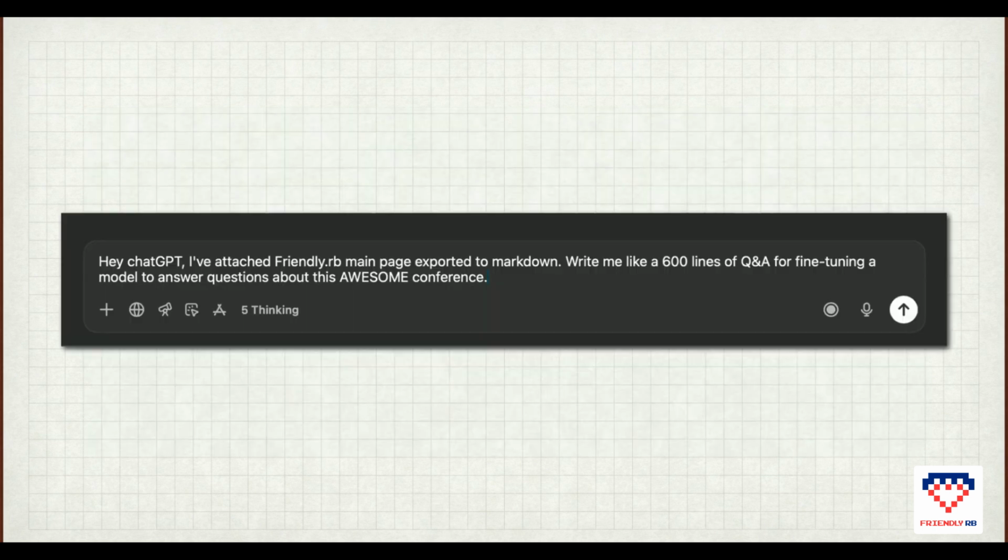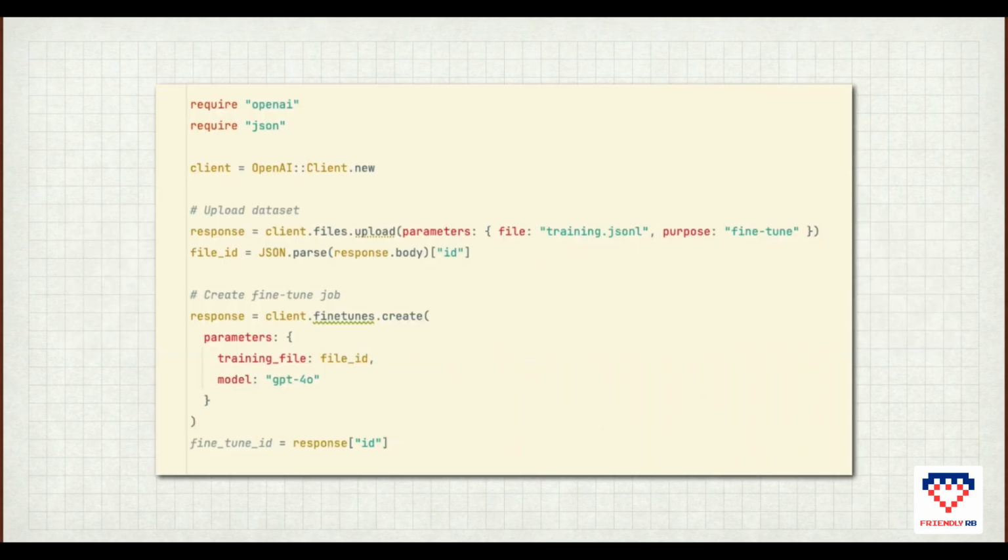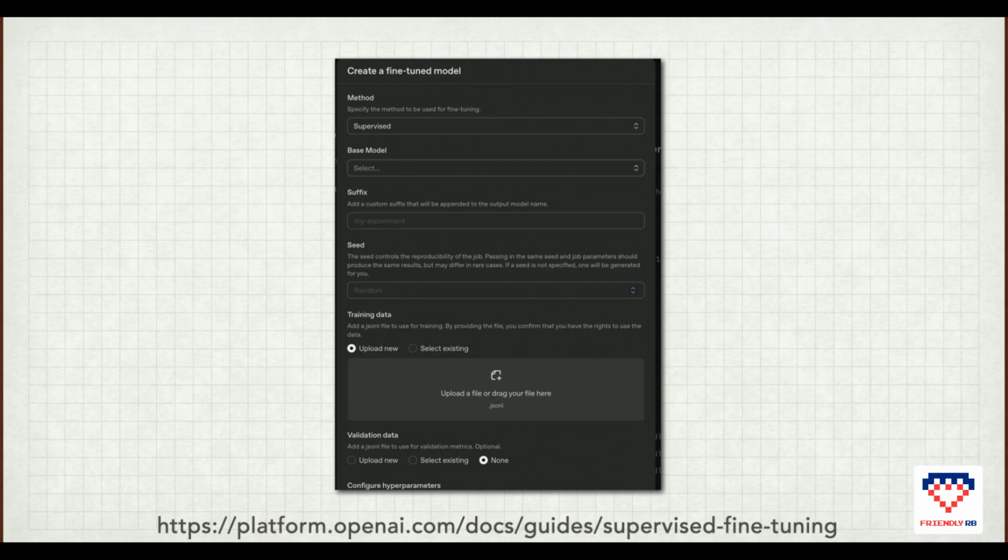But I don't have time to do this, so I basically just downloaded the front website of Friendly.rb, and I asked ChatGPT, can you create me a training set for fine-tuning GPT-4 with some data about Friendly.rb? And it spit out a file that I could use for training. I would normally use the API, but because it's a one-time operation, you can also use the UI.